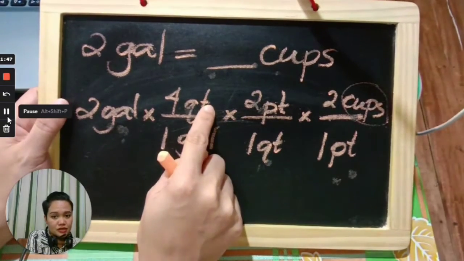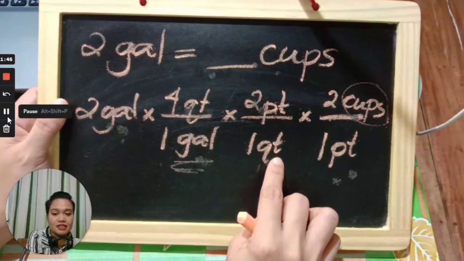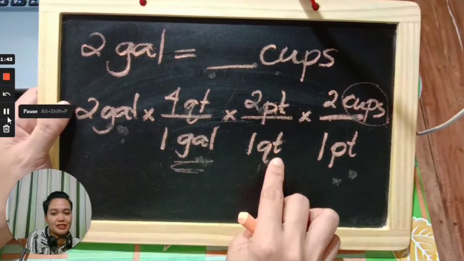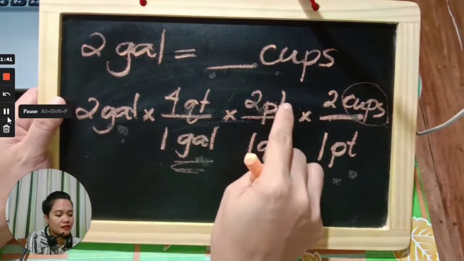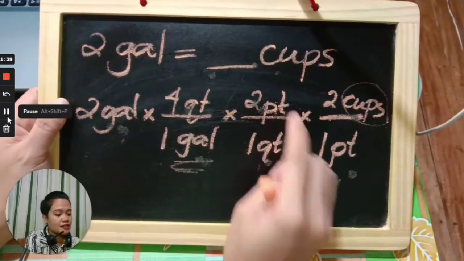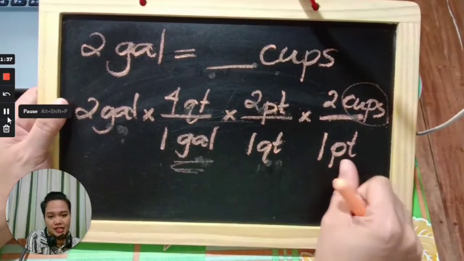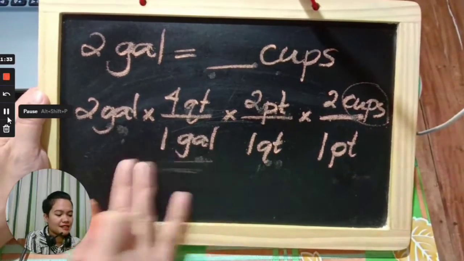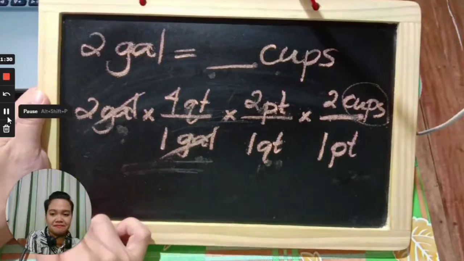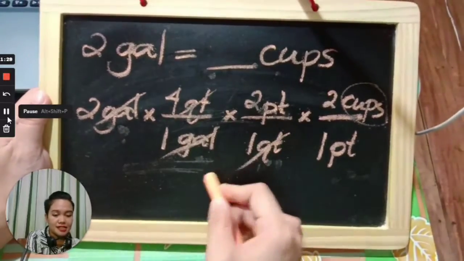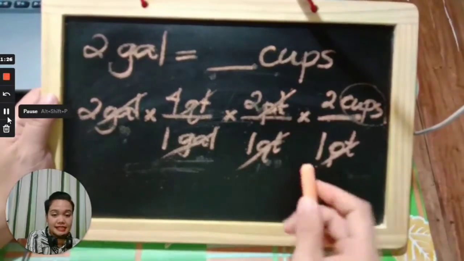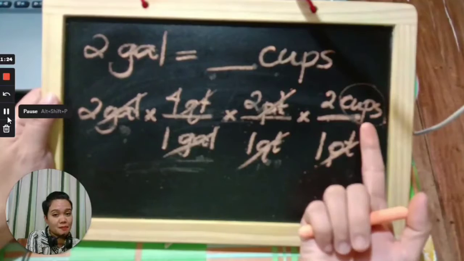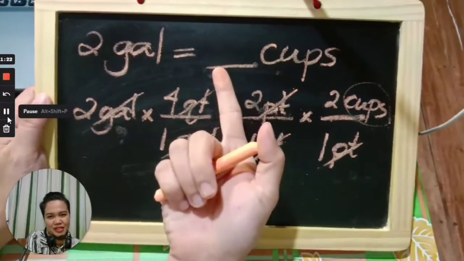If the numerator is quarts, make sure that the denominator for the next conversion factor is quarts. If the numerator is pints, we make sure that the denominator for the next conversion factor is pints. Alright, so let's start with a cancellation. We can cancel gallon, we can cancel the quarts, we can cancel the pints. So we're left with cups, which is what we're looking for.